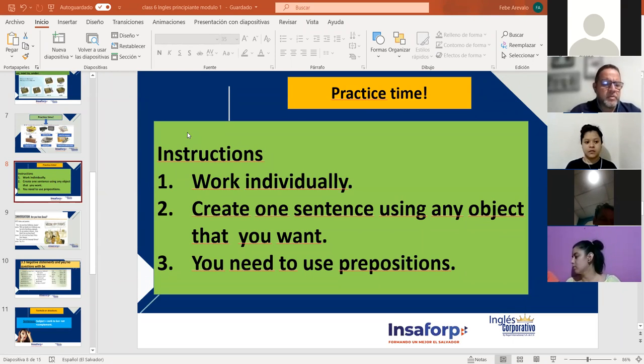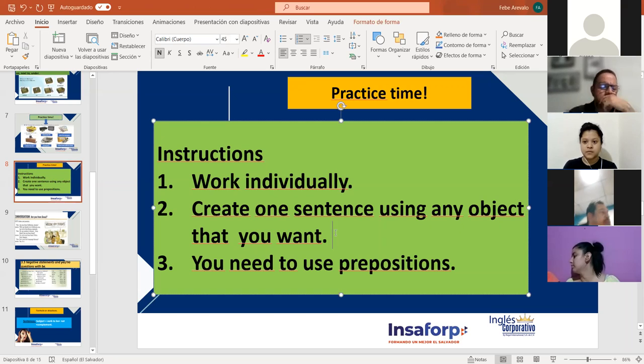Let me see, Susana. The mouse is under the table. All right, that's correct. Thank you. En ese caso, Susana, también tiene, si es escritorio, se puede utilizar this. Si fuera escritorio, podemos utilizar desk, all right, under the desk.